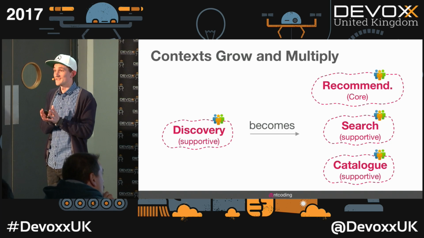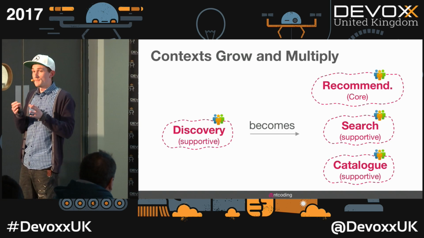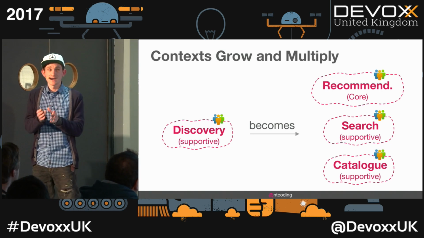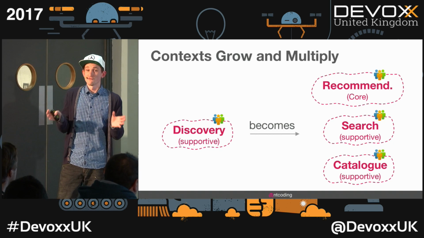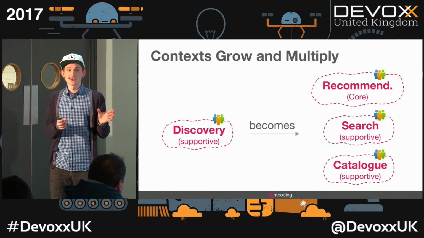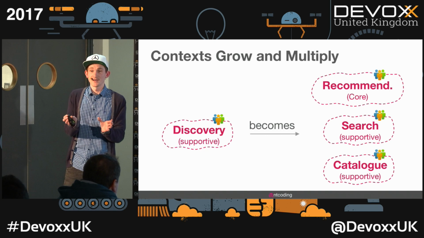As the business started to grow, search became more important, and that part of the system started to grow. So it split out into a search context and a catalog context.